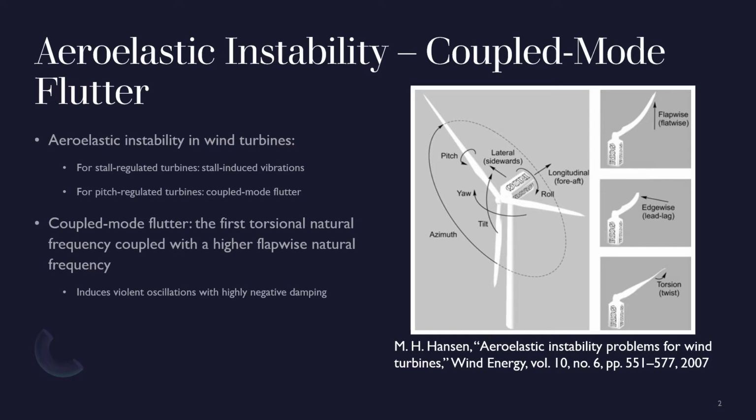Torsional deflections are defined as twisting of the blade about its longest axis, and flapwise deflections are defined as the blade flapping up and down, perpendicular to the direction of the incoming wind. Coupled mode flutter results in the turbine blade fluttering violently with highly negative damping, meaning that the oscillations are too extreme to be compensated by any form of structural damping.